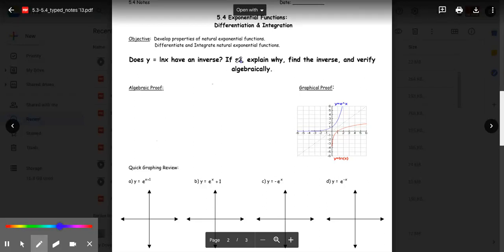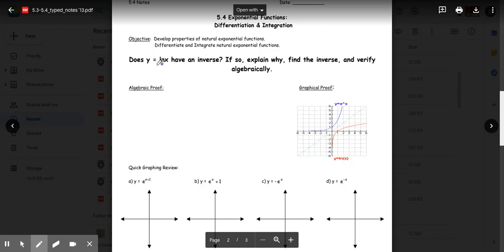So we are on section 5.4, which deals with exponential functions. We're going to review what an exponential e to the x function looks like, how to derive it, and how to integrate it.